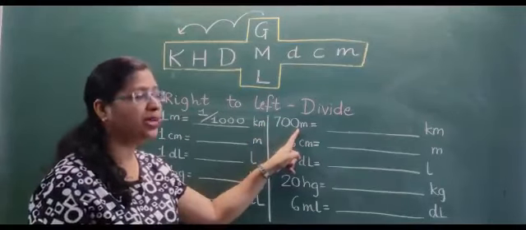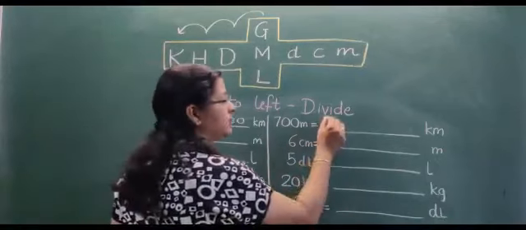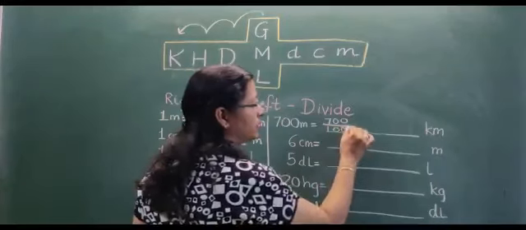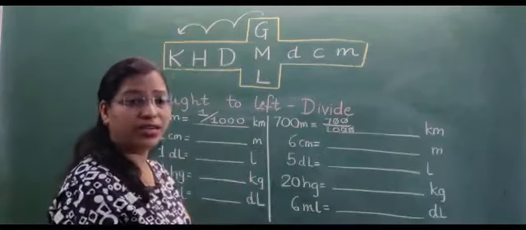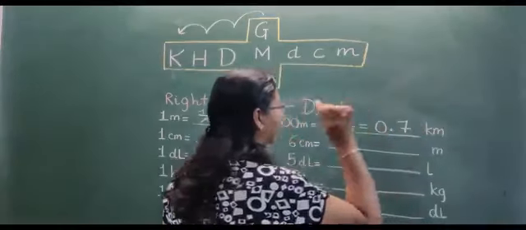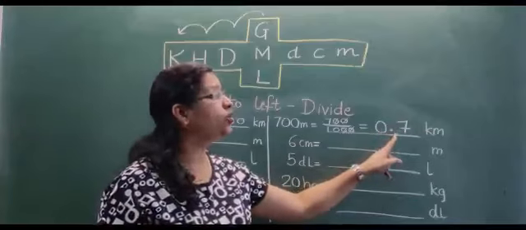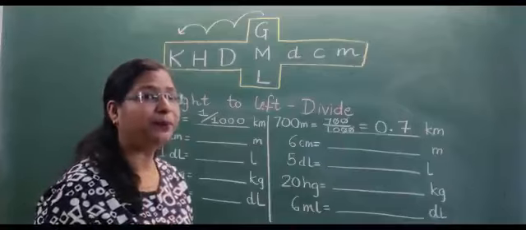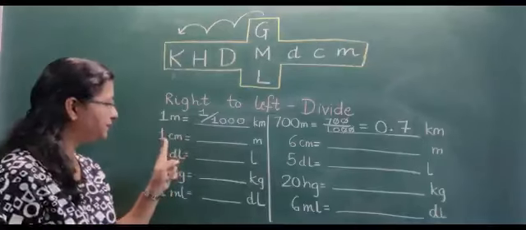So 700 meters, if you have to convert into kilometers, what are you going to do? 700 upon 1000. So you can see these zeros will get cancelled and 7 upon 10 is equal to 0.7. So you will get 700 meters is equal to 0.7 kilometers. I am sure you people are understanding this. Now let's do the next example.